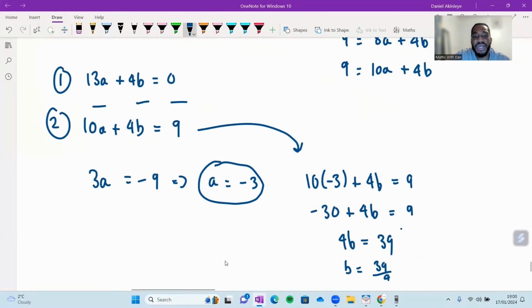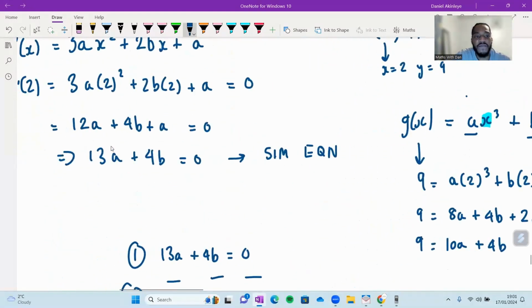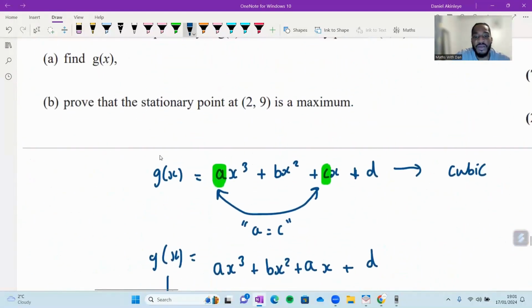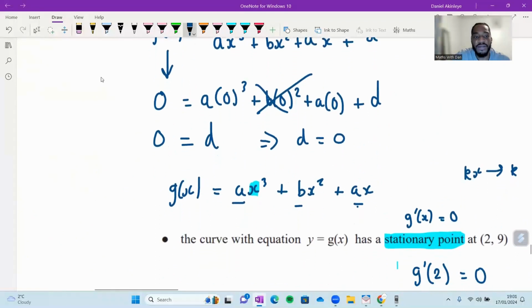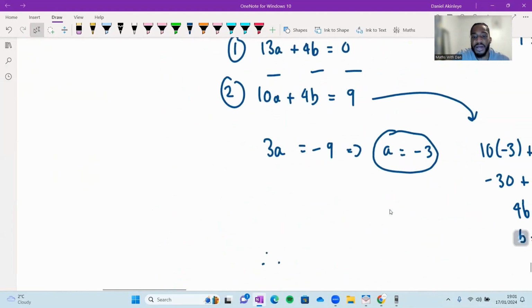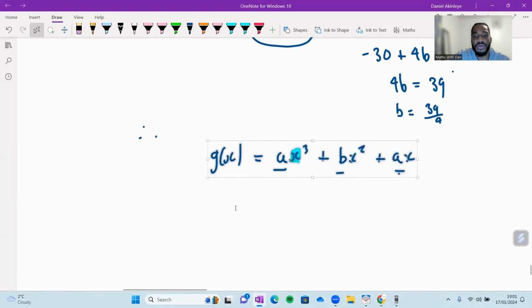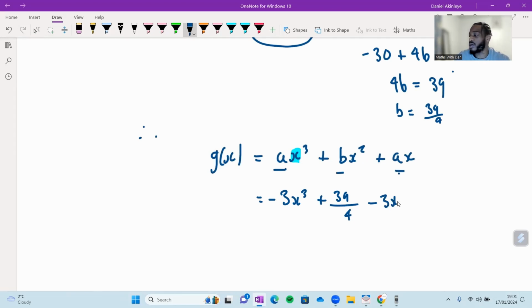Yeah. So therefore, we can say then that our answer to this one here for the actual equation, right? Remember, this was the general equation that we got here. Ax cubed plus bx plus ax, right? This is just going to be, put this here. Final answer is going to be a, which was -3. So -3x cubed. B is 39 over 4, and A is minus 3 again. So this is our final answer.